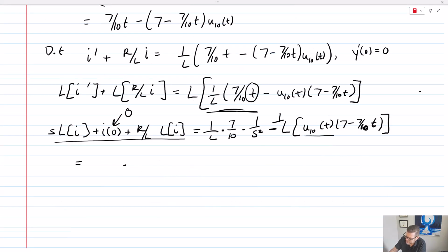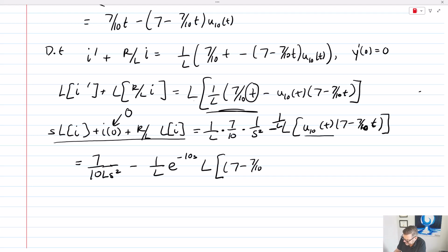What we forgot to do here is we forgot to actually bring in and multiply that by 1 over L. So we're going to do that right there. And so now if I rewrite this and I start using my second shifting theorem, I'm going to get 7 over 10L s squared minus, and then this is going to be 1 over L e to the negative 10s, using that shifting theorem, because this u10 of t becomes e to the negative 10s. And then it'll be the Laplace transform of 7 minus 7/10, and then this is going to be t plus 10.